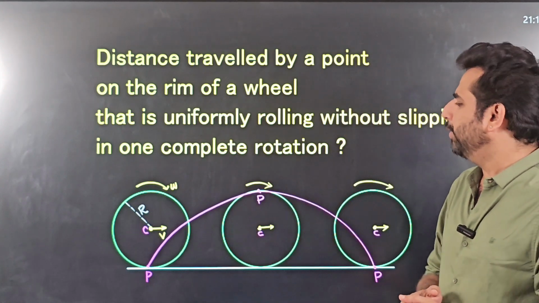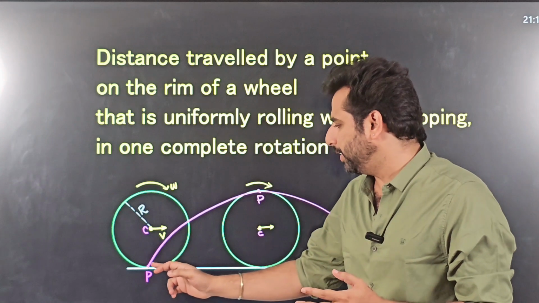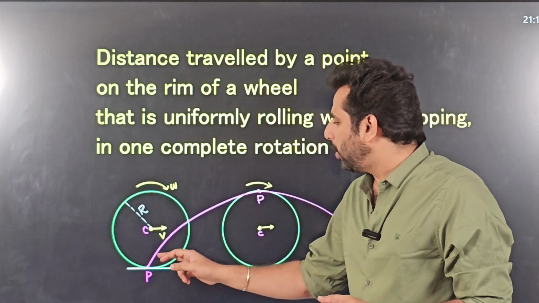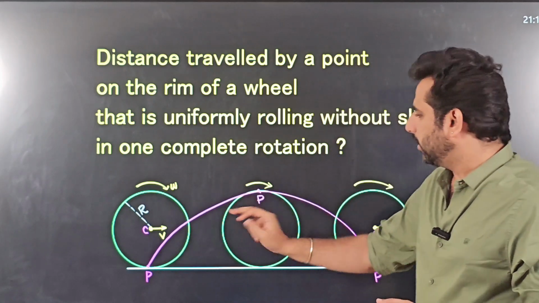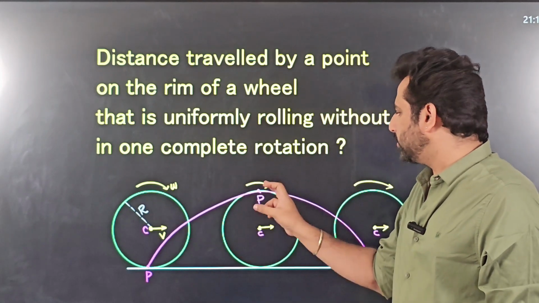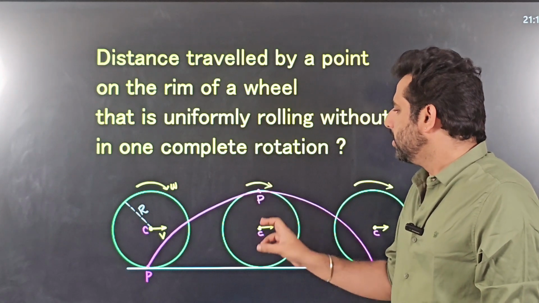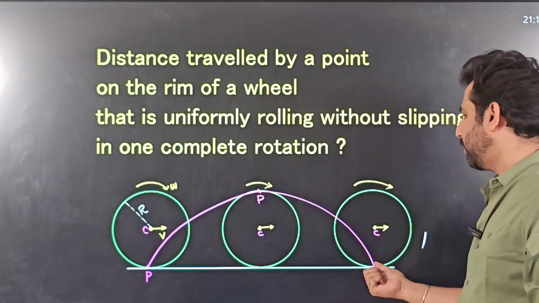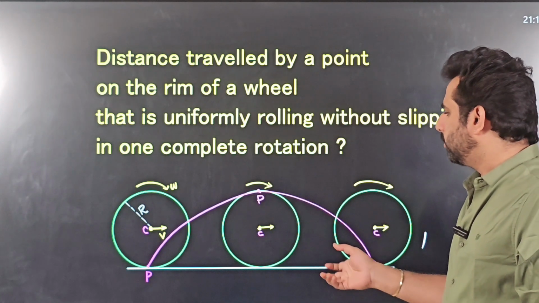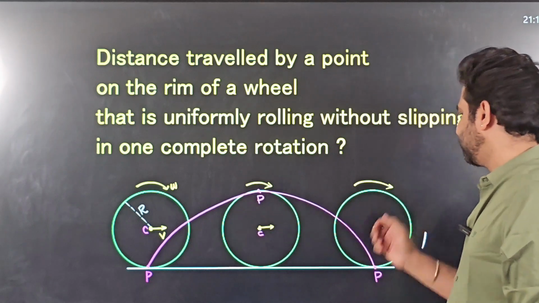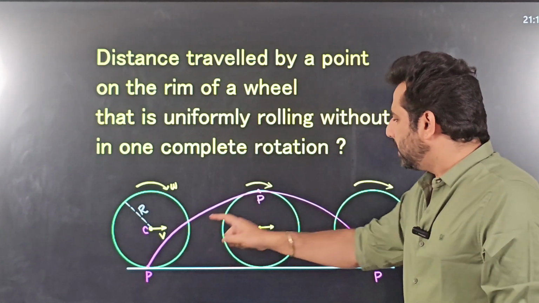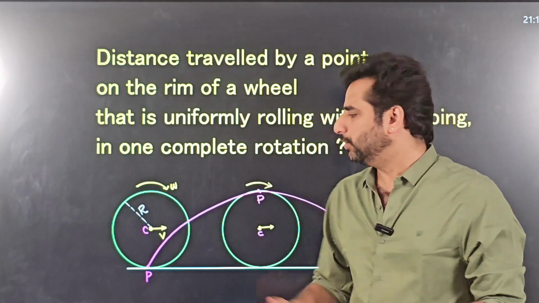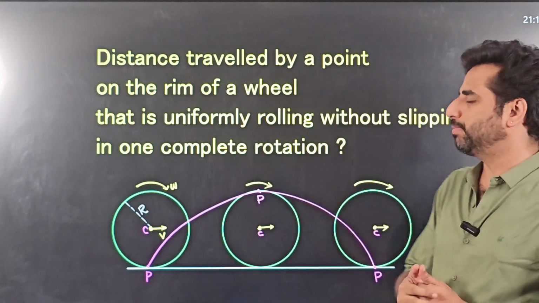In this case, if you observe any point, I am taking point P, which is at the bottom initially. The path traced by that point is represented by this pink color path. In half a rotation, P goes to the top, but by the time P goes to the top, the wheel has got some horizontal displacement. In full rotation, P will again come back to the bottommost point, and by then the wheel has got some horizontal displacement. The path the point traces is known as a cycloid. I am going to find the length of this path, or the distance traveled by that point P.